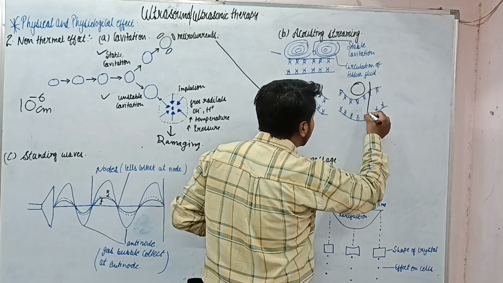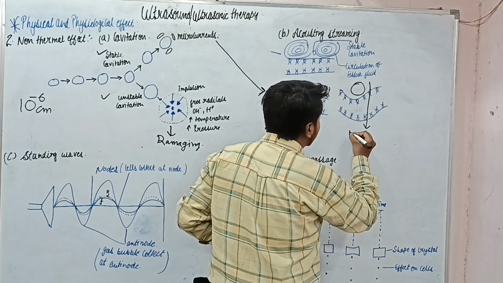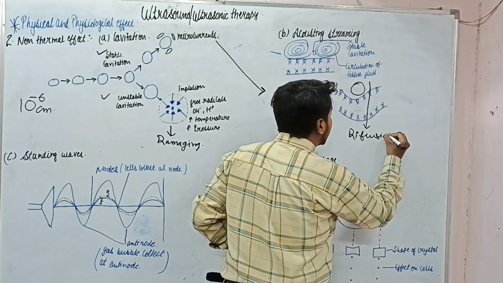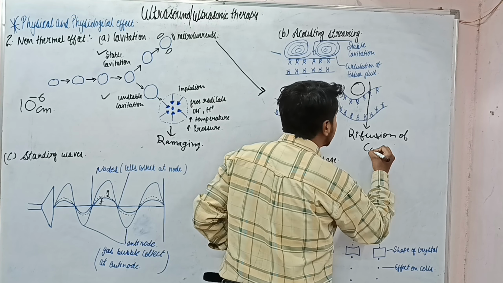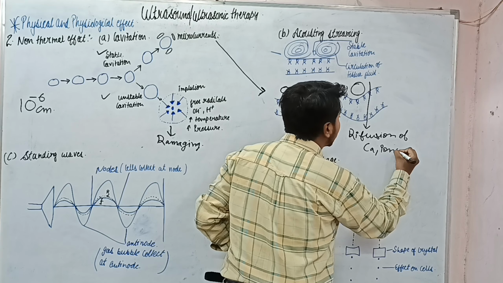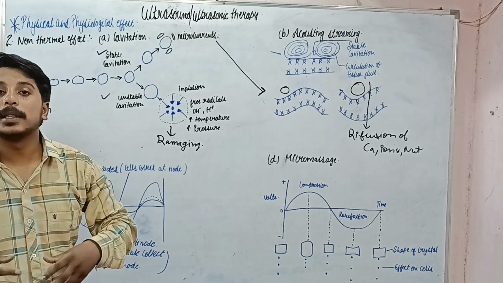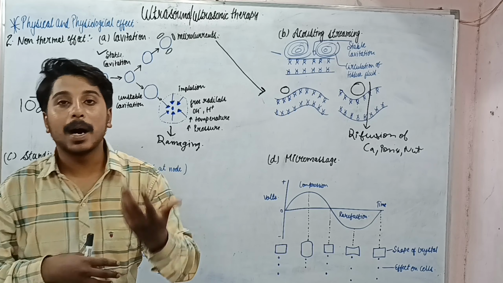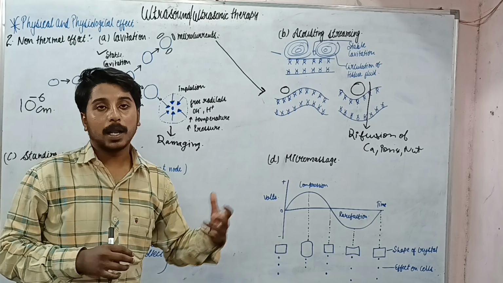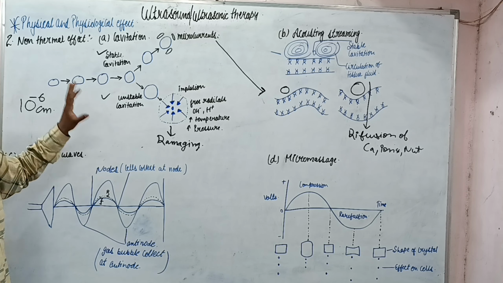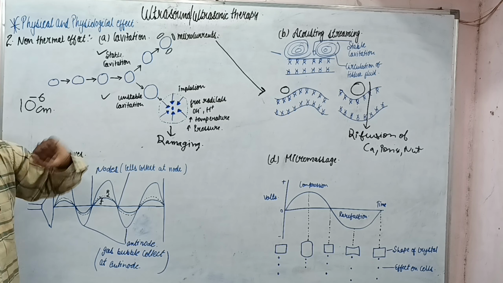Okay, so it will increase the permeability, which increases the diffusion of calcium, other ions and nutrition, and further it will stimulate the cell activity, that is mast cells and fibroblasts. Okay, so it is very beneficial for us. This is about the cavitation.